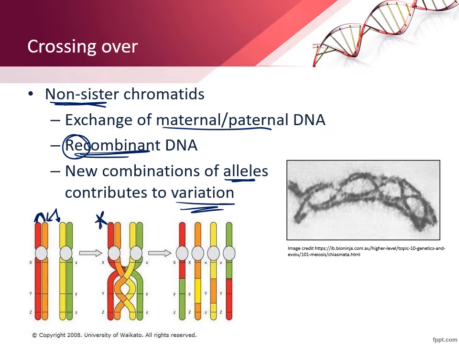I love this picture because it's showing us that crossing over doesn't happen just in one spot, but can actually happen in a couple. And so here we've traded some mom and some dad, and some dad and some mom. And so you can see these different chunks in different spots. We're going to have lots of different combinations of alleles on these chromosomes because of crossing over.